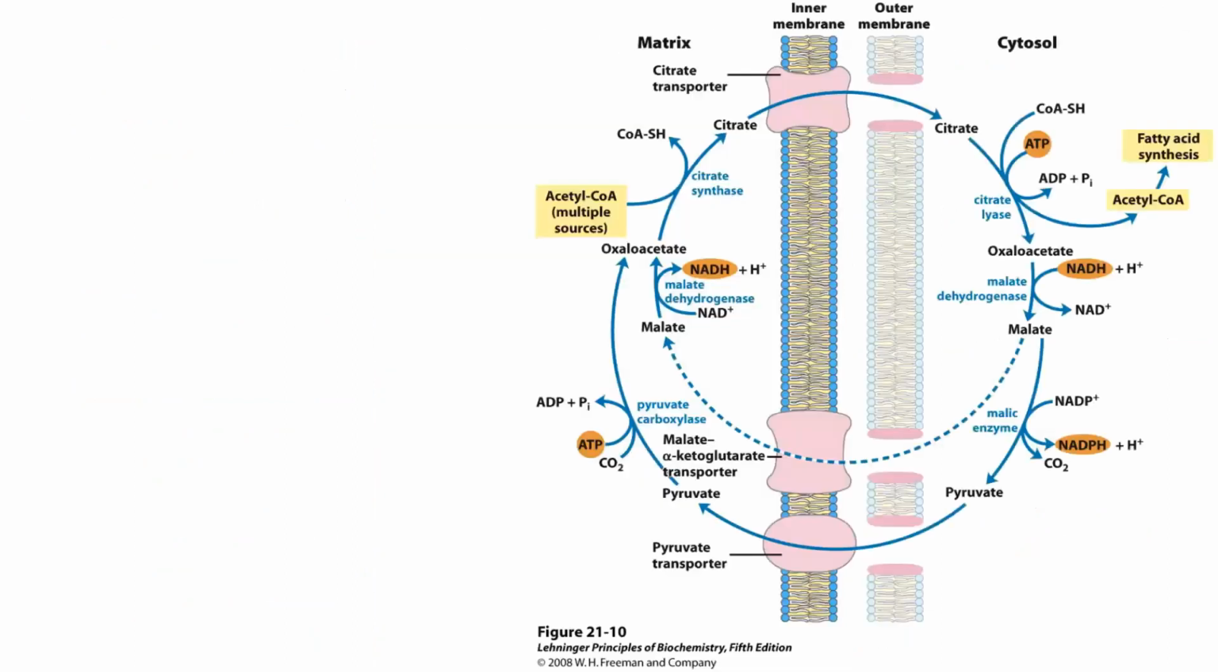Anyway, okay, so let's see. This picture is going to probably give you all the answers, but where in the cell is fatty acid synthesis occurring? Cytoplasm, good. Remember, oxidation was in the matrix. Synthesis is in the cytoplasm, okay, in this case.